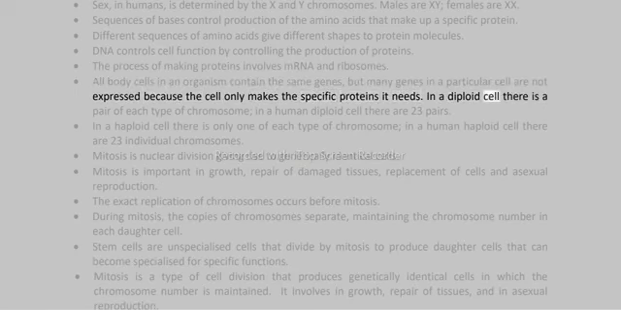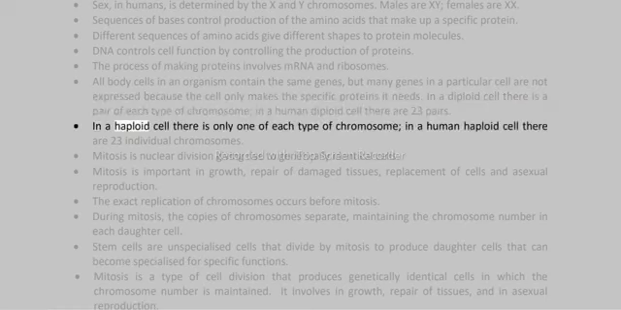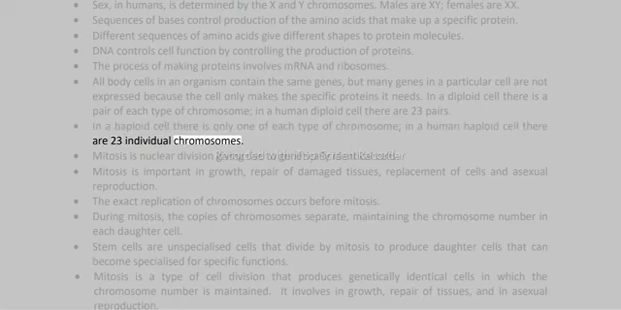In a diploid cell there is a pair of each type of chromosome. In a human diploid cell there are 23 pairs. In a haploid cell there is only one of each type of chromosome. In a human haploid cell there are 23 individual chromosomes.